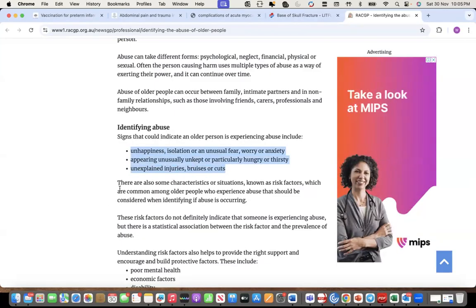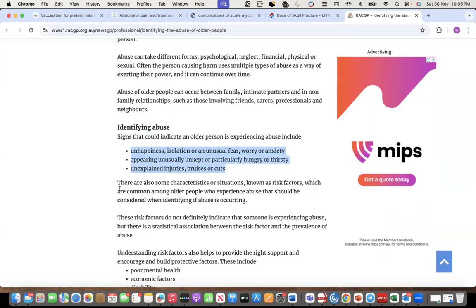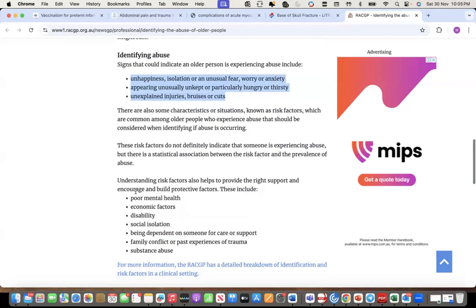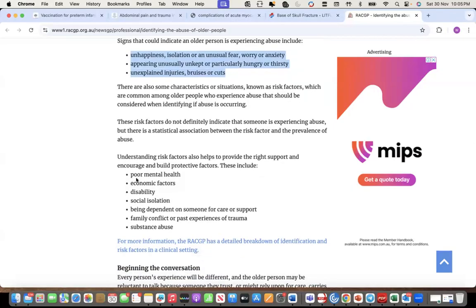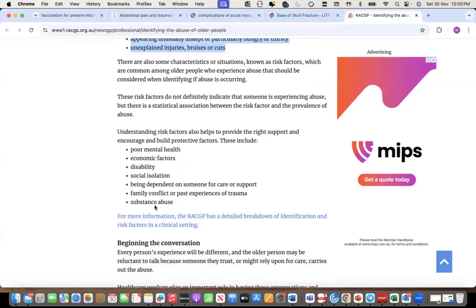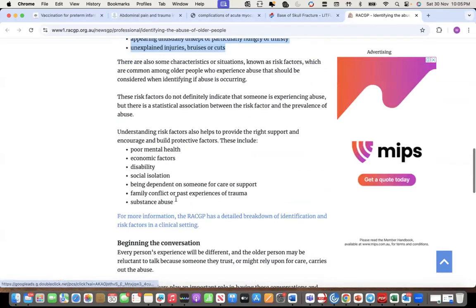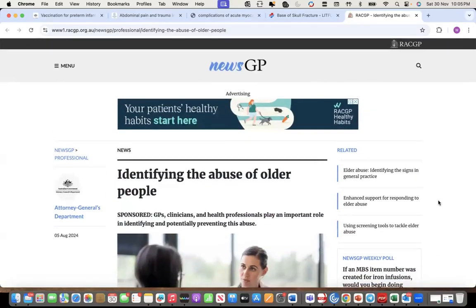There are also some characteristics of situations known as risk factors, which are common in older people who experience abuse and should be considered when identifying whether abuse is occurring. Understanding these factors can also help provide the right support. These could be poor mental health, economic factors, disability, isolation, dependence on someone, substance abuse, things like that. And I think that's it for this.